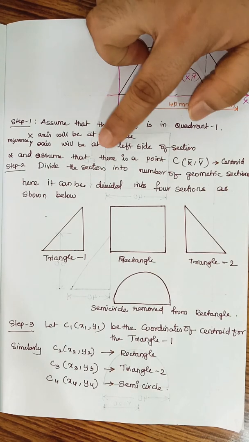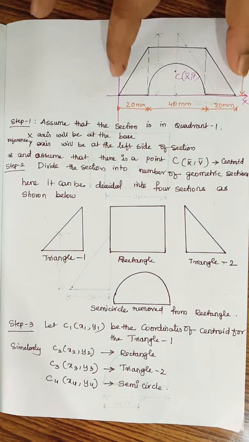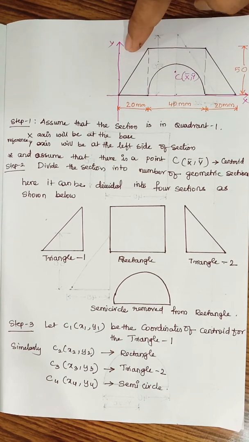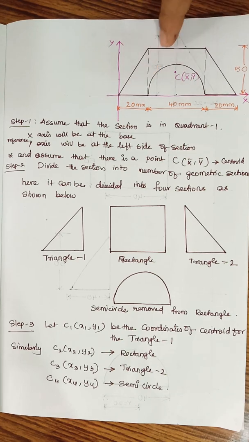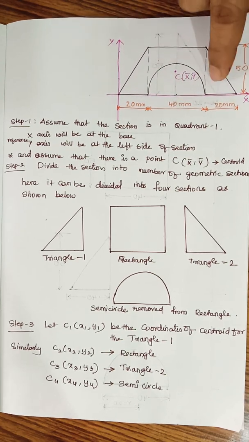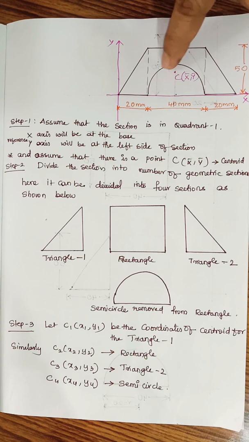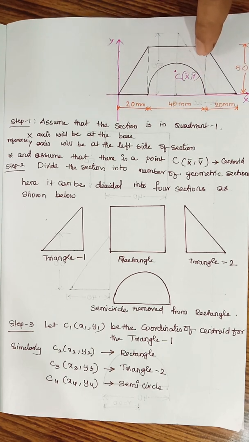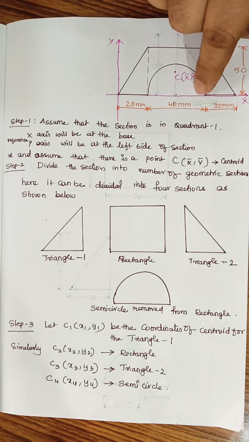Next, coming to the second step: divide this entire section into a number of geometric sections. It can be divided into four different sections. Here you can clearly see that it has a triangle over here, next a rectangle in the middle, one more triangle, as well as a semicircle which is being removed from this entire section. A semicircle which is being removed.